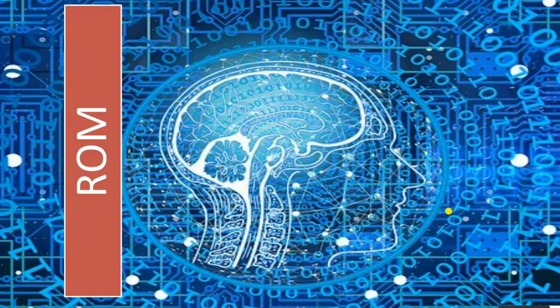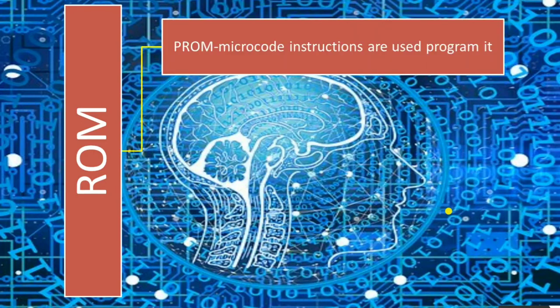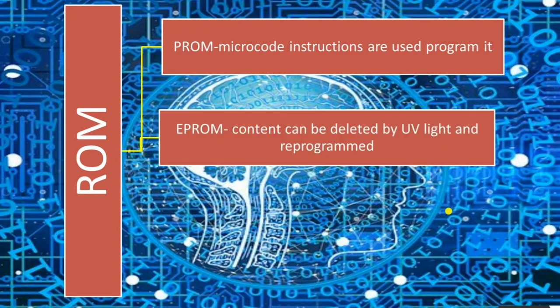It stores instructions related to loading operating system when you first turn on your computer. You must have noticed that when you start your computer, something happens on its own. You are not doing anything, you are not giving any instructions, still it is working. So how it is working, where it is getting instructions from, that is from ROM, that is the read-only memory. So let's read about the types of ROM. The first type is PROM, that is programmable read-only memory, where microcode instructions are used to program it. Then we cannot erase it. Once it is written, it will remain permanent.